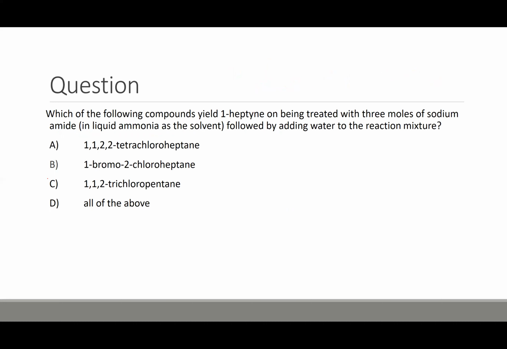Now, which of the following compounds yield 1-heptyne, that's a triple bond, on being treated with 3 moles of sodium amide, followed by adding water to the reaction mixture? So this is the type of reaction we just looked at, sodium amide with water. We know that if you use 3 moles, you will generate a triple bond. Now, to do this, remember you have to have two halides and they have to either be geminal or vicinal to make the desired product. The desired product here is heptyne.